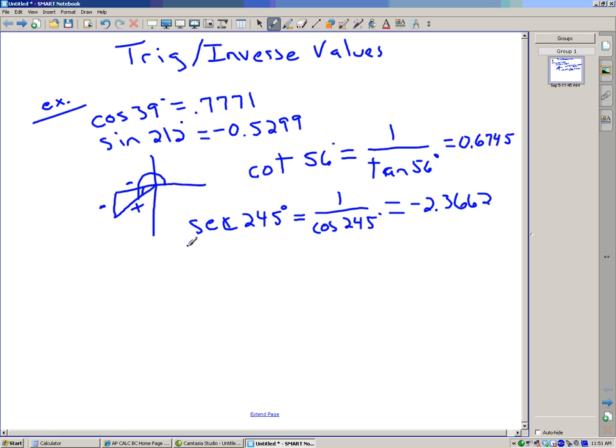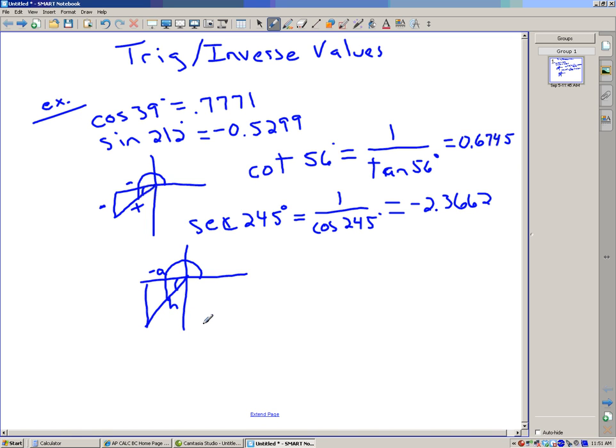Where is 245 degrees? 245 degrees is still in quadrant 3. And if we were to look at this reference angle, secant, which is the reciprocal of cosine, is hypotenuse over adjacent, and the adjacent side would have been negative. Of course, the hypotenuse is never negative. That's why we got a negative answer there. Alright, so that's just some button pressing on the calculator.